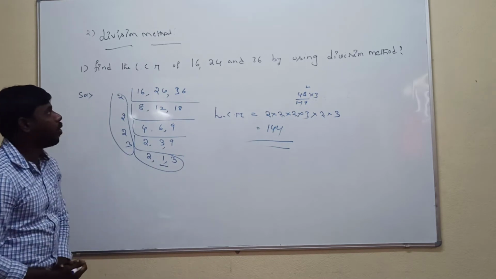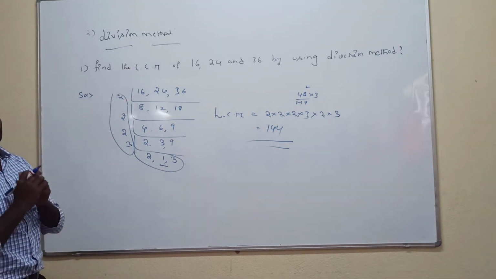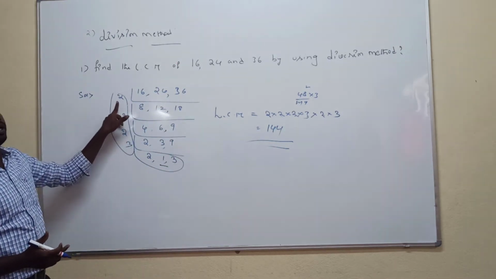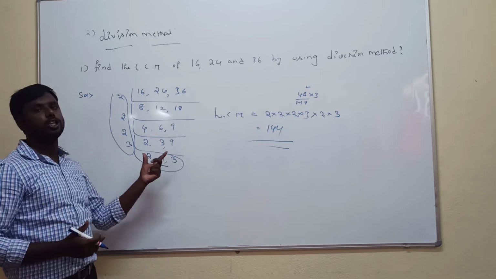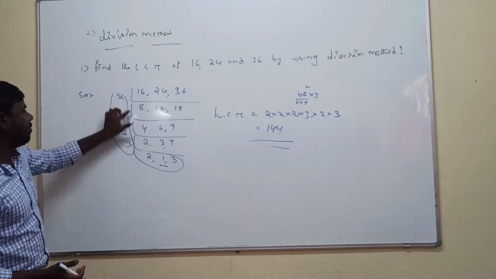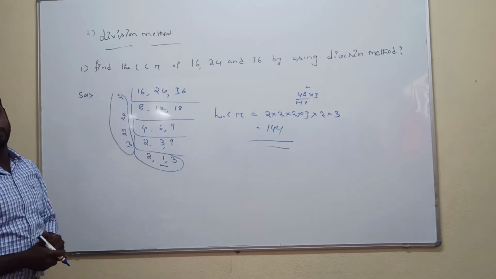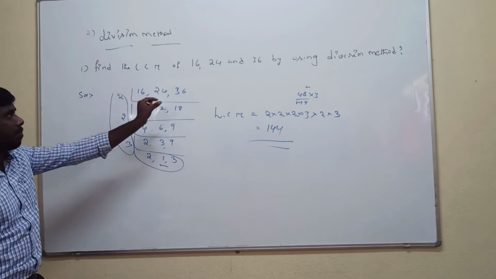The condition for the division method is: divide the given numbers by the common prime number until the remainder is one or a prime number, then stop the division. Then the LCM is equal to the product of the divisors and the remaining remainders. That is the division method condition. Did you understand?